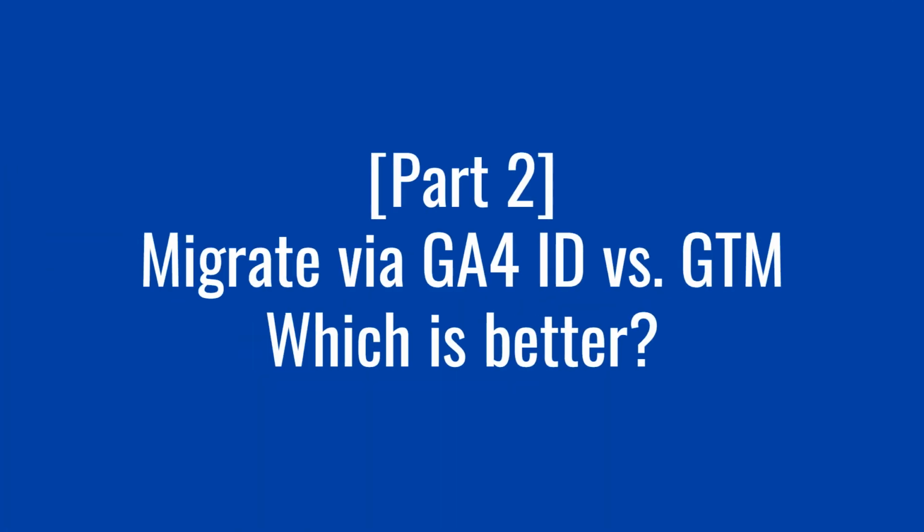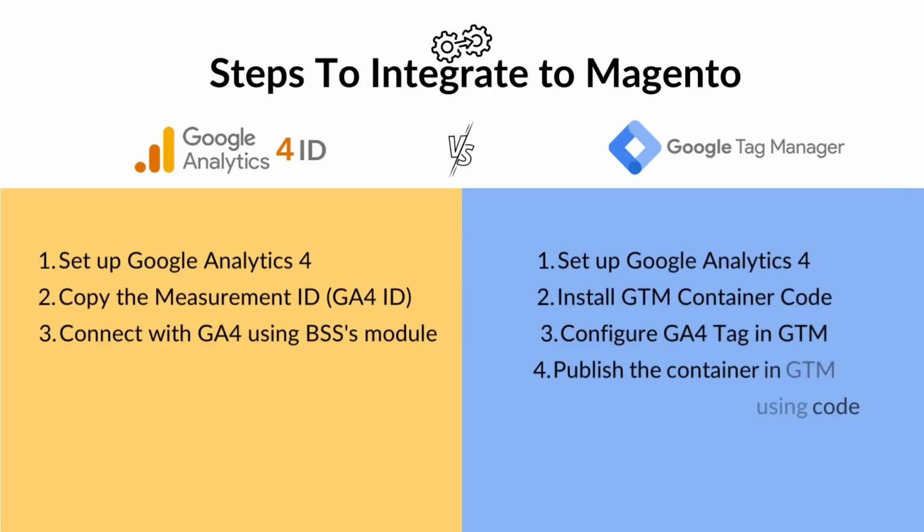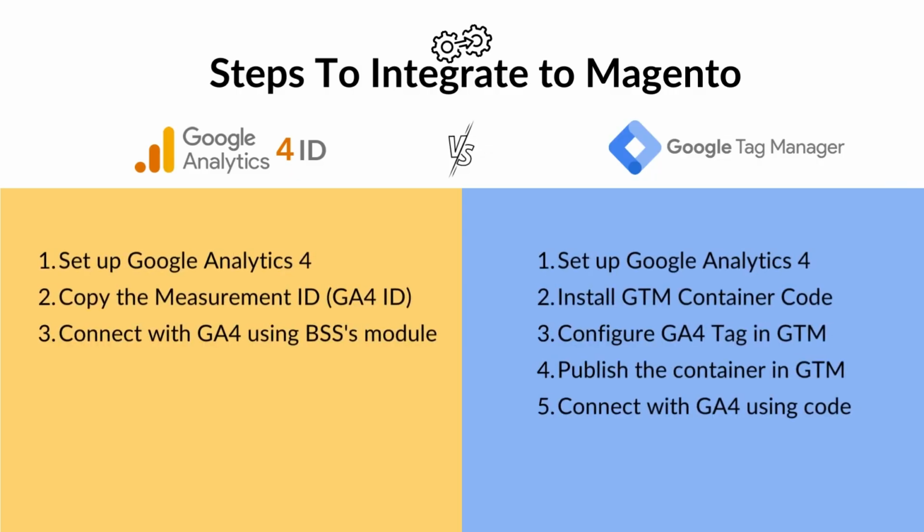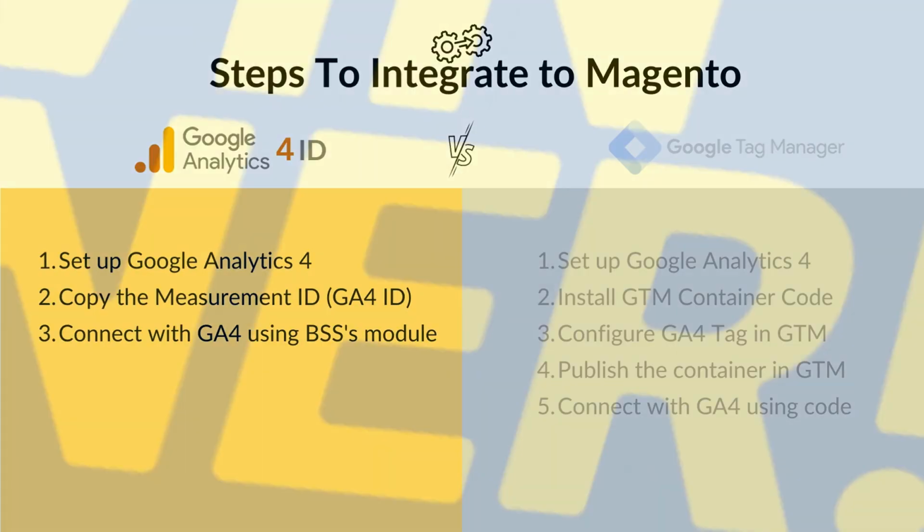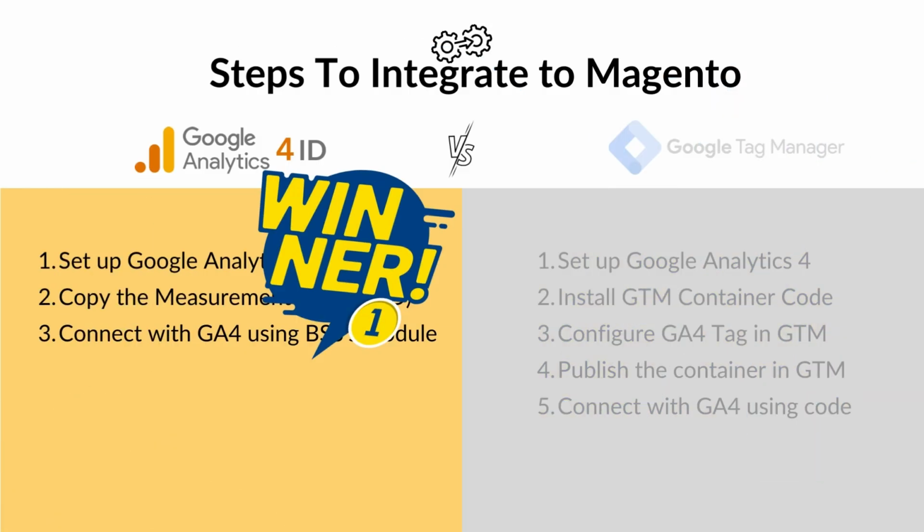Part 2, Migrate via GA4 ID versus GTM, which is better? Let's look at the steps to connect to Google Analytics 4 via GA4 ID versus GTM. As you can see, it only takes 3 simple steps when using GA4 ID, while it takes 5 complicated steps when using GTM. Thus, the winner is GA4 ID.